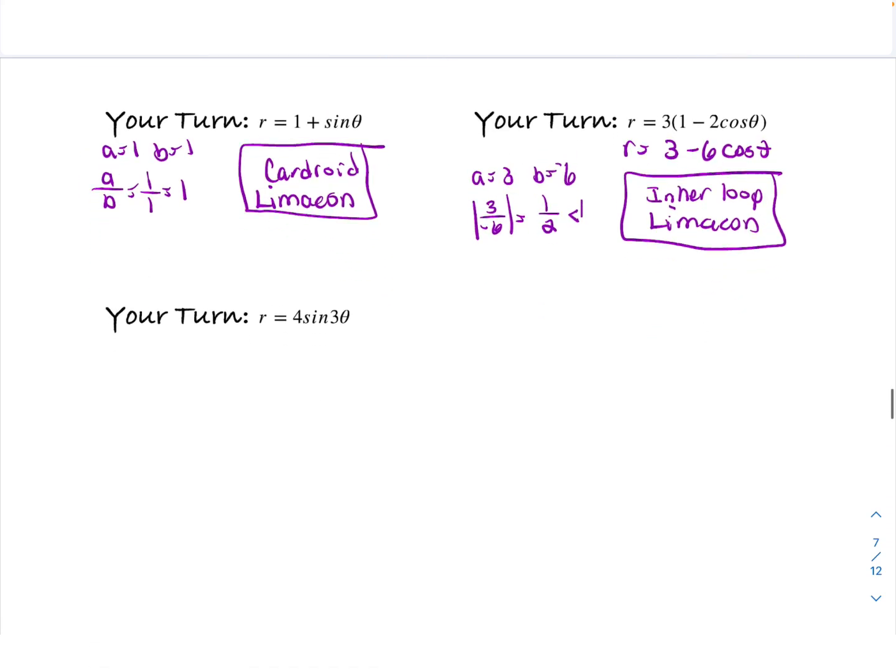And now we've got r equals 4 sine of 3 theta. So we have a multiple angle. So this is a rose curve. And to be exact, it's a rose curve with 3 petals, because we have an odd number that we're multiplying by.